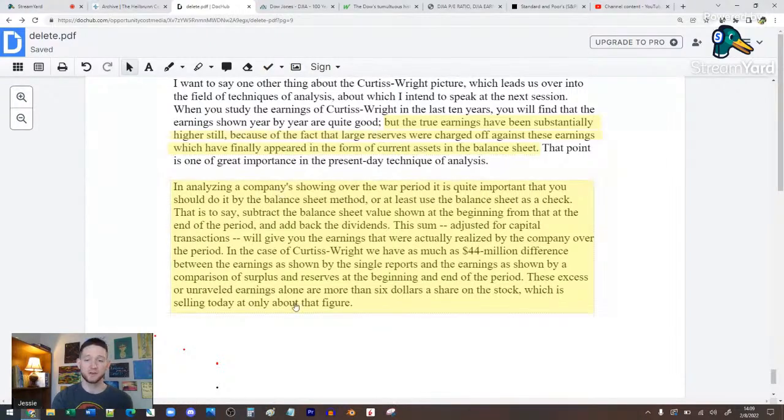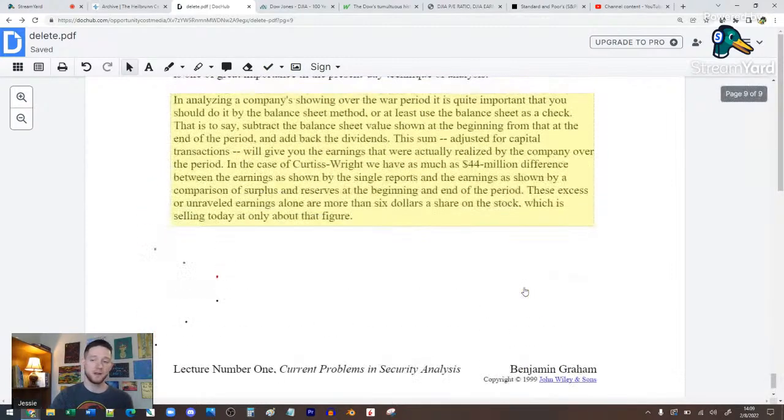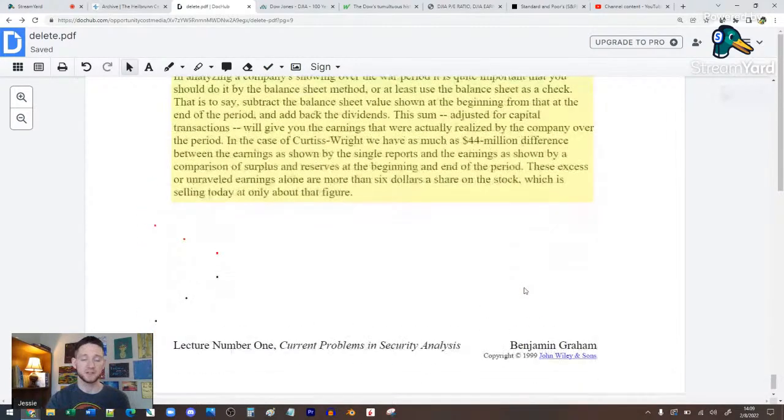So in the case of Curtiss-Wright, there is as much as a $44 million difference between the earnings shown in the reports and the earnings shown in comparison of the surplus and reserves at the beginning and the end of the period. So what he's saying is that they're even more valuable than they are today, because using his method, he says that they grow more than what the financial accounting reflects. And that's pretty much it for the first lecture.